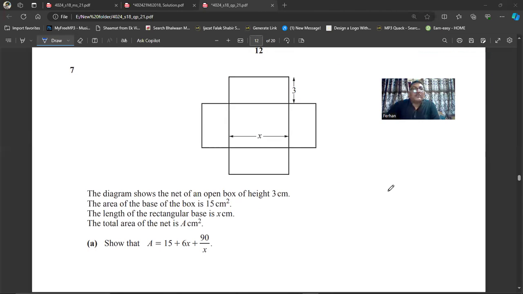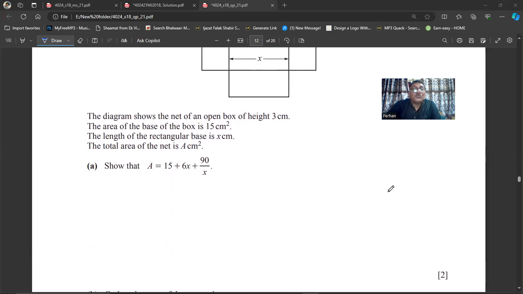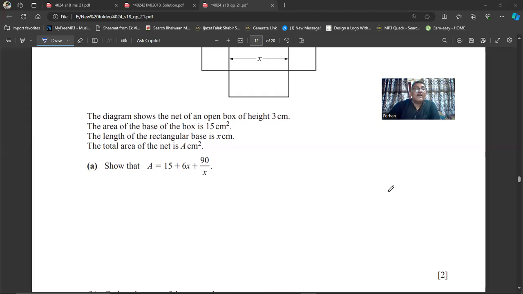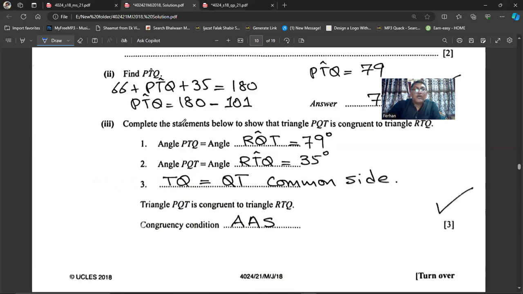So we have question number 7, and here we have a net given, and it's the net of a box. The diagram shows the net of an open box of height 3 centimeters. The area of the base of the box is 15 centimeters squared. The length of the rectangular base is x centimeters. The total area of the net is A centimeters squared. So in the A part, we have to show that the area of the whole net is 15 plus 6x plus 90 by x. So here we go.